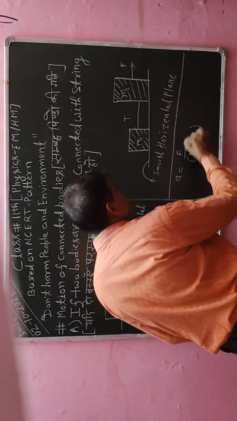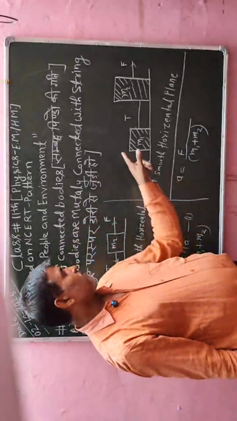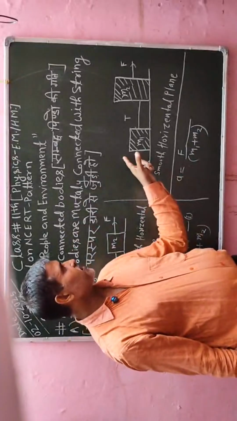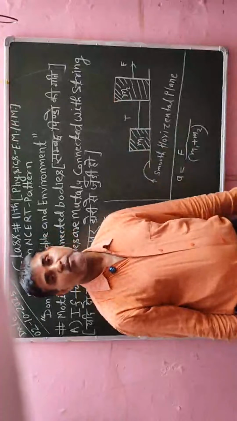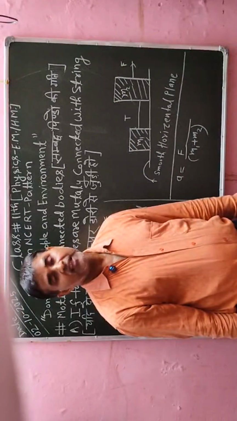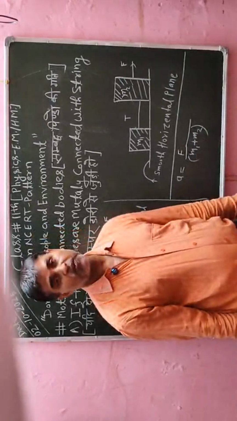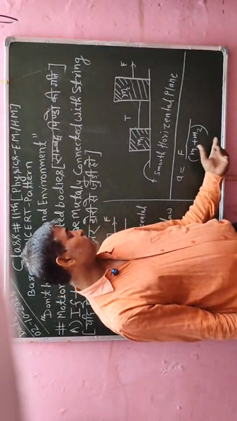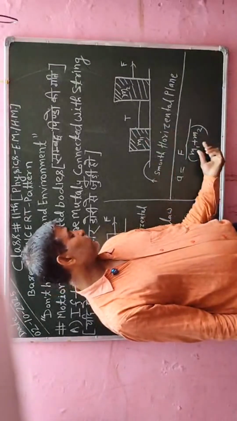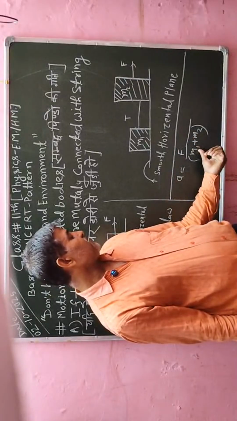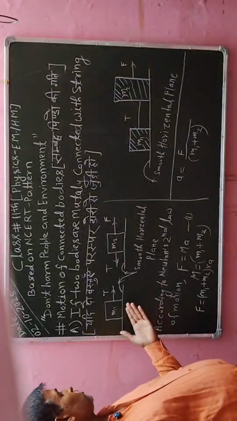Okay, so from this expression, I will say there is an object which has mass M1 and another object which has mass M2. Both objects move with a common acceleration A, and that value is F divided by M1 plus M2. It means that this is the sum of all masses. So here there are two masses, so I will divide F by M1 plus M2.